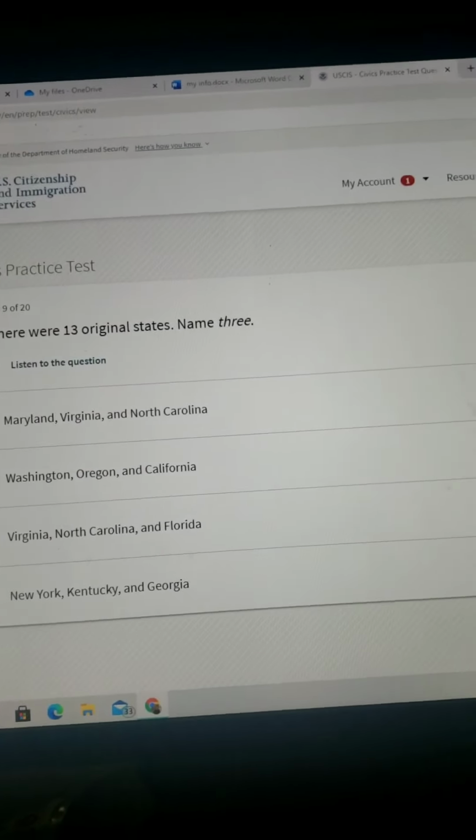Yep. The 13 original states were New Hampshire, Massachusetts, Rhode Island, Connecticut, New York, New Jersey, Pennsylvania, Delaware, Maryland, Virginia, North Carolina, South Carolina, and Georgia. The 13 original states were the first 13 British colonies. British colonists traveled across the Atlantic Ocean from Europe. They came to the east coast of the United States. They founded colonies there. Maryland, Virginia, and North Carolina are 3 of the 13 original states.